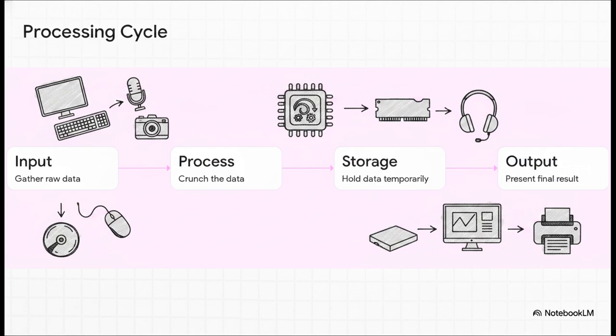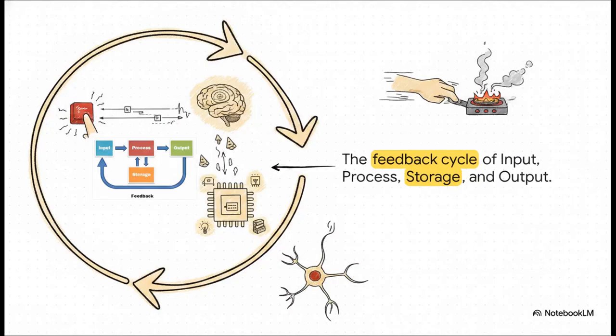Input, process, storage, output. It is the inescapable rhythm of computing. And these four steps form a continuous feedback loop. Input moves into process and storage, which communicate back and forth, and finally flow into output before feeding right back around. It's exactly like a biological stimulus and response. Think about it. You touch a hot stove, that's the input.